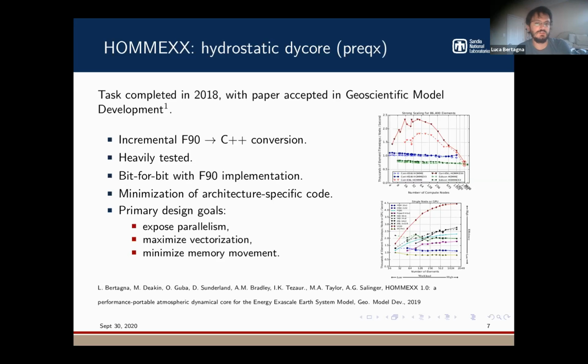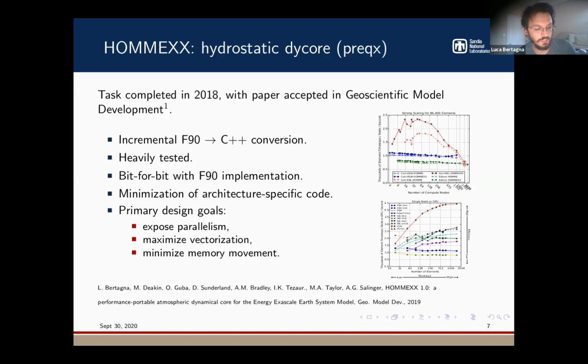HOMMEXX. So in 2018, we tried to convert the existing hydrostatic dycore of HOMME, which solves the hydrostatic equations in the atmosphere, from the original Fortran 90 implementation to C++ using Kokkos for on-node parallelism. Our tasks were to maintain bit-for-bit agreement with the original implementation, at the very least in debug mode, with some specific flags for GPU. We tried to minimize architecture-specific code.